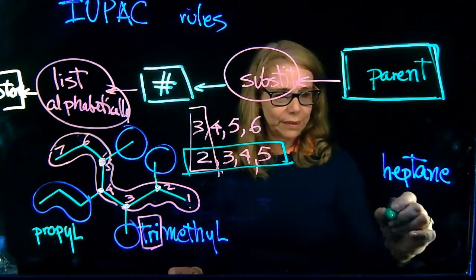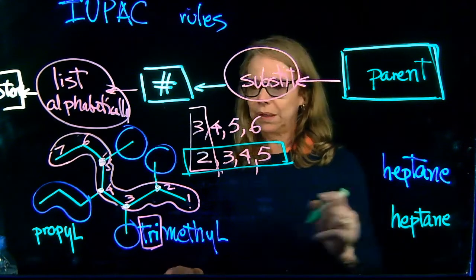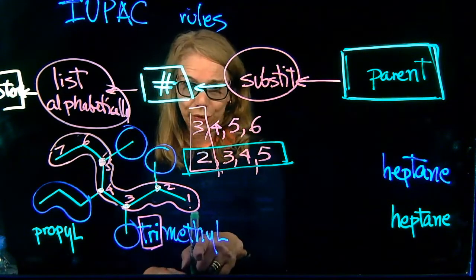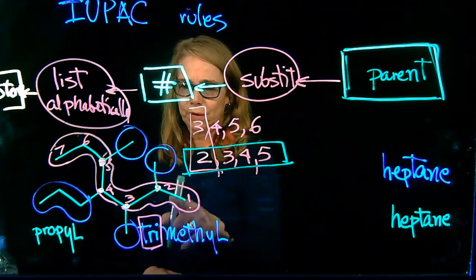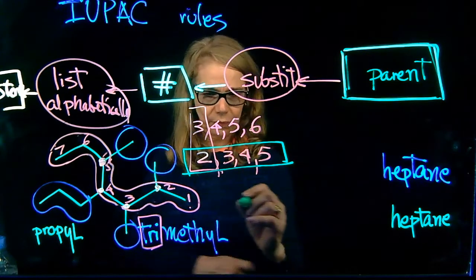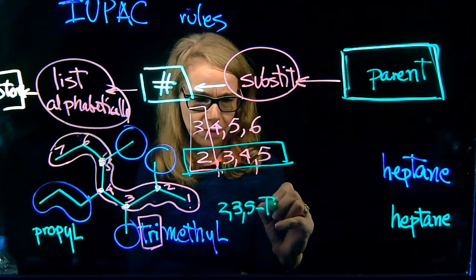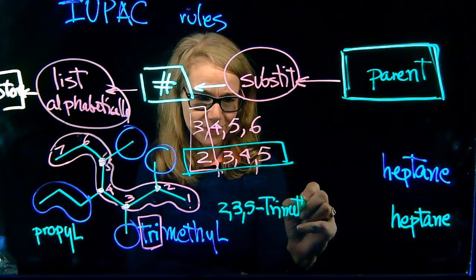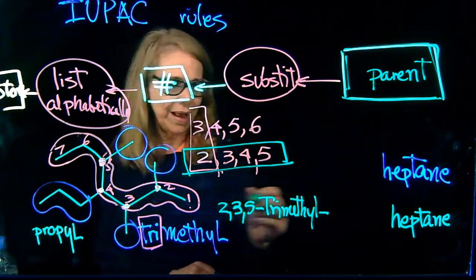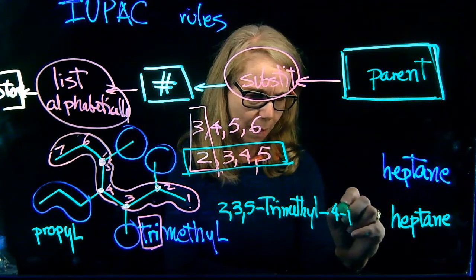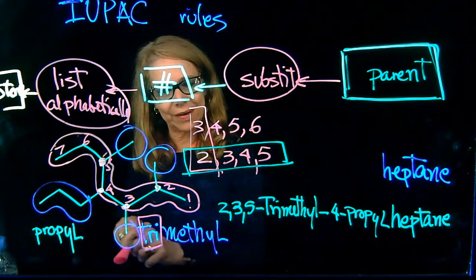So assembling the name, again, I'm going to rewrite heptane because here I have more room. My substituents are going to be, again, meth goes first. And the methyls are in 2, 3, and 5. So we're going to say 2, 3, 5-trimethyl, and I'm going to put a dash. And then in carbon 4, I have a propyl, 4-propyl heptane. And that's the name of the compound.